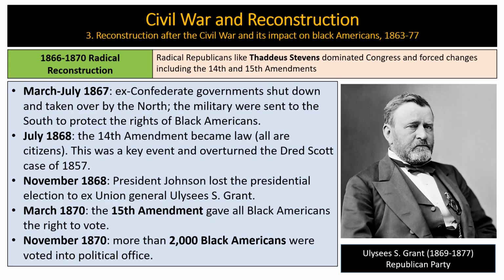In November 1868, though, President Johnson lost the presidential election to ex-Union General Ulysses S. Grant. In March 1870, the 15th Amendment gave all black Americans the right to vote. And by November 1870, more than 2,000 black Americans were voted into political office. Now, Ulysses S. Grant was a Republican, so things were now looking up in terms of the era of Reconstruction. So lots was done in that period of radical Reconstruction to improve the rights of black Americans.